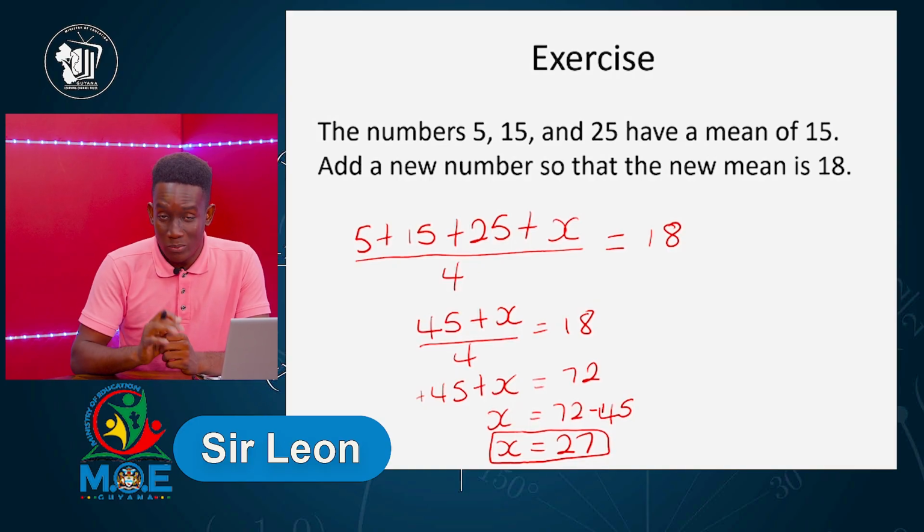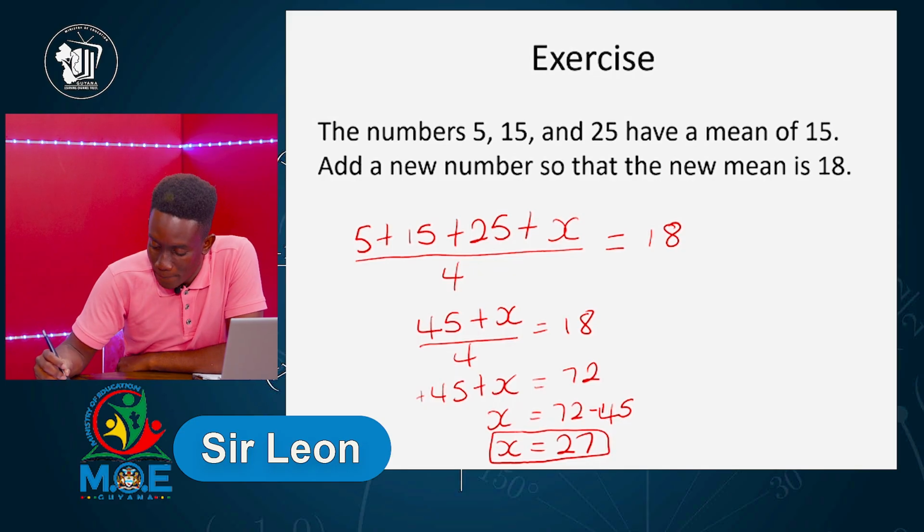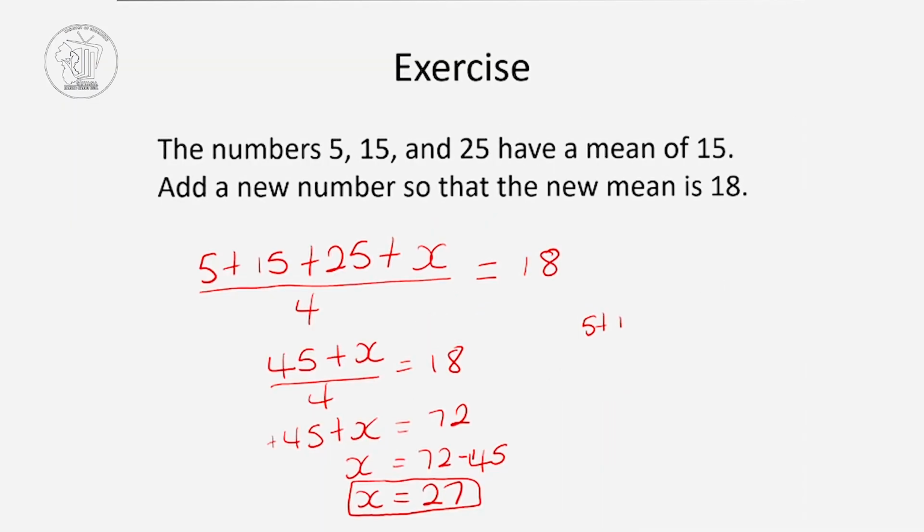So we're saying the number that we need to add would be 27. So we add 5 plus 15 plus 25 plus 27, all divided by 4. So 5 plus 15 plus 25, we know that will give us a value of 45. And 45 plus 27 would give us 72 divided by 4. 72 divided by 4 would give us a mean of 18.